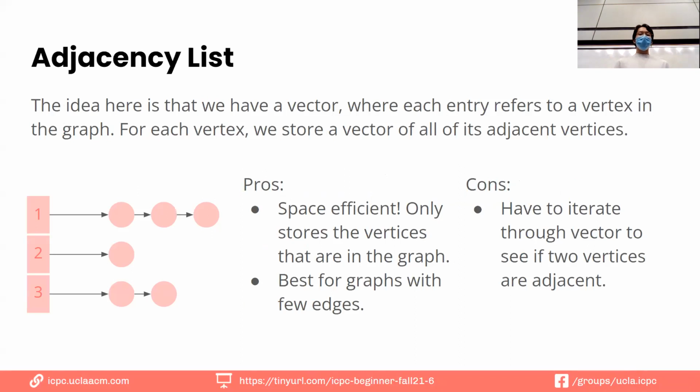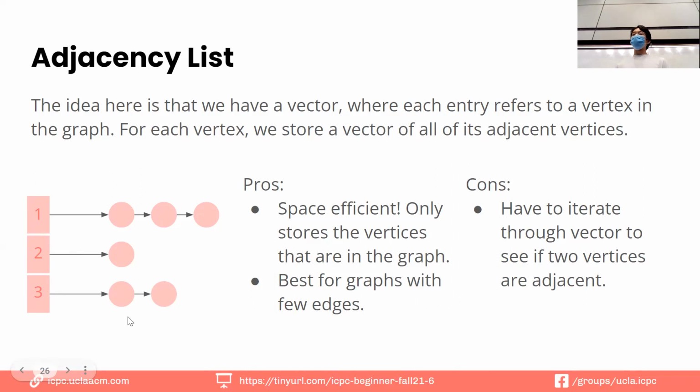So the adjacency list method is that we have a vector where each index refers to a vertex in the graph. And then for each vertex, we store another vector of all of the vertices that are adjacent to it. So for example, if there's a vertex 1, it has three adjacent nodes. Vertex 2 has one adjacent node, and vertex 3 has two adjacent nodes.